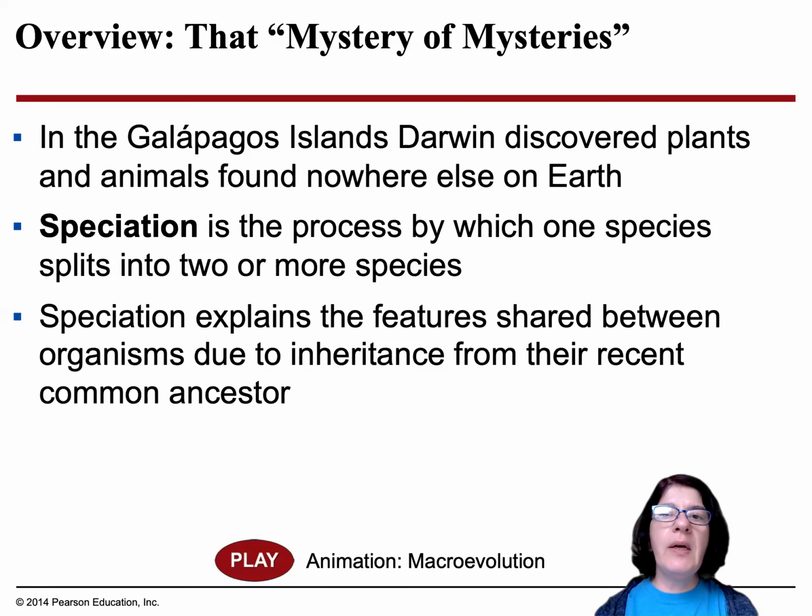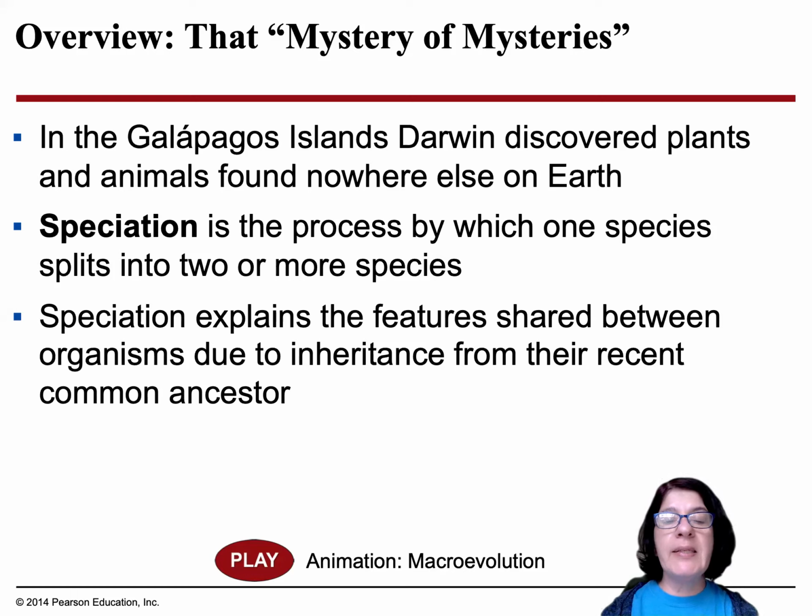In today's tutorial, we're going to talk about the origin of species. When Darwin traveled to the Galapagos Islands, he found many different plants and animals that he could not find anywhere else on Earth. These were unique species that were unique to the Galapagos Islands. Speciation really is the process by which one species can split into two or more species.